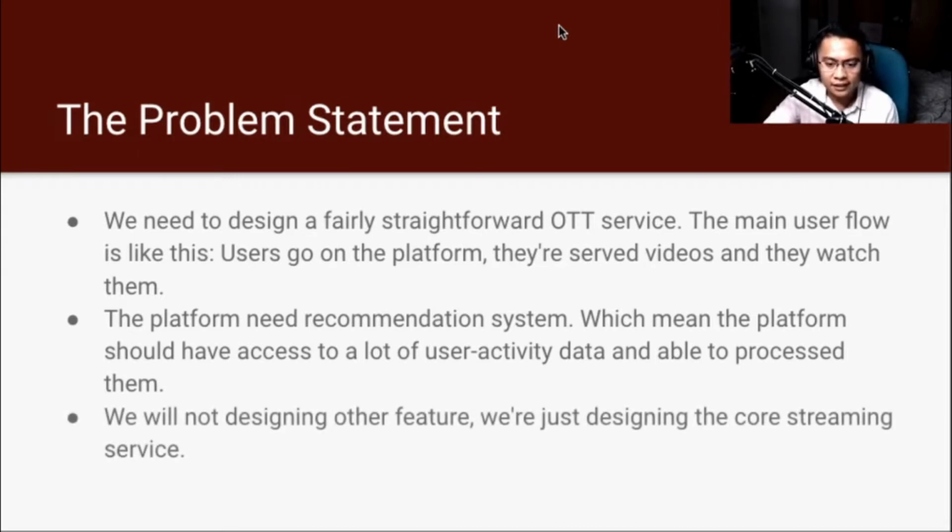But we're still not gonna design other features like order services, payment services, or even authentication services. We are just gonna focus on designing the core streaming service.